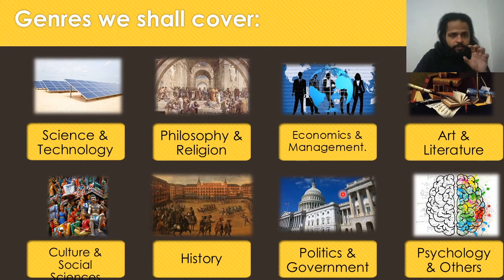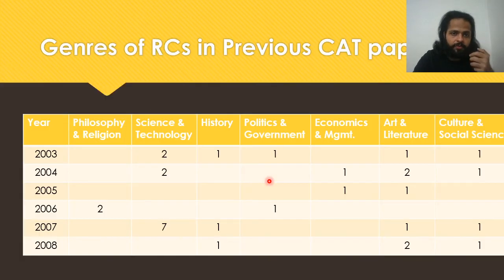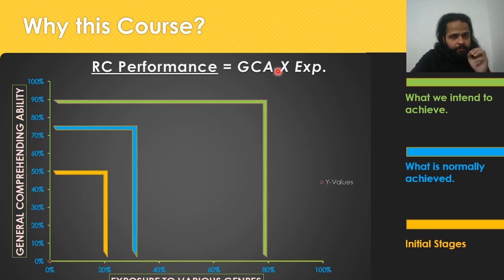So when you solve passages across these genres, you're basically pushing yourself out of your comfort zone. And when you push yourself out of your comfort zone, you'll invariably put pressure on your brain to increase its comprehending ability, the general comprehending ability. So in the process of getting exposed to multiple genres, you'll also increase your GCA more than you otherwise would have had you just randomly kept picking up passages and solving them, right?